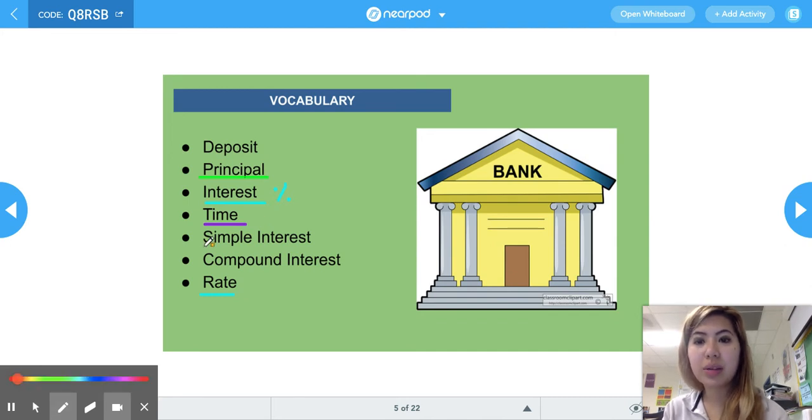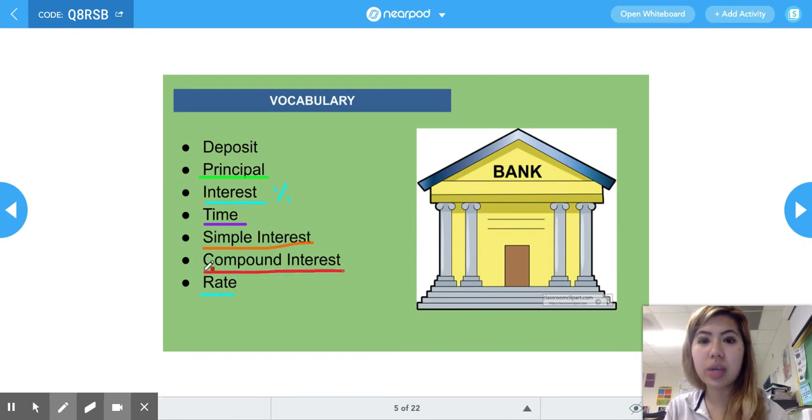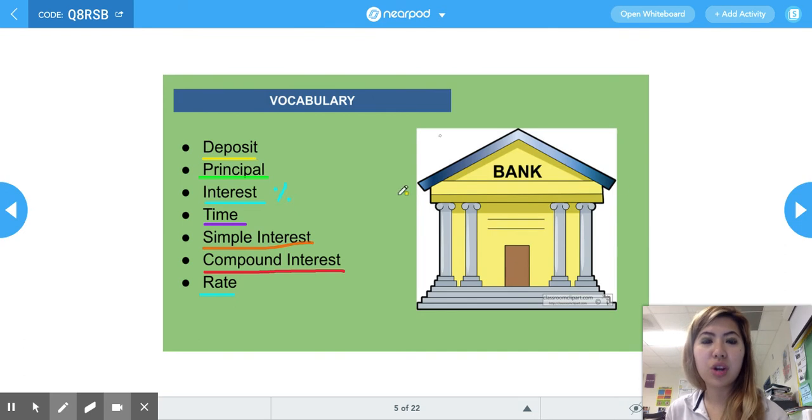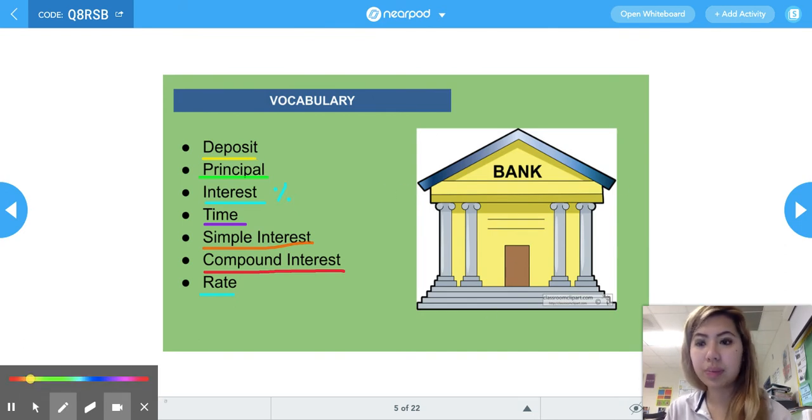Yesterday we learned about simple interest, and today we are going to be learning about the formula for compound interest. So that's when interest is calculated on interest. And then, of course, deposit, meaning to put in money, especially if you're putting in money to a bank or to an account of some sort.